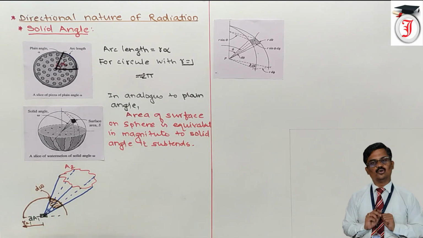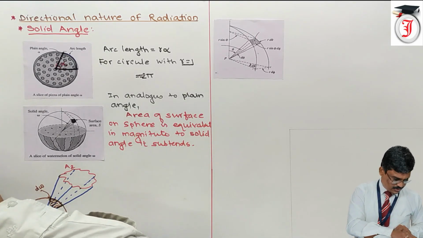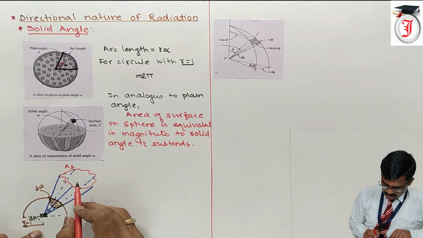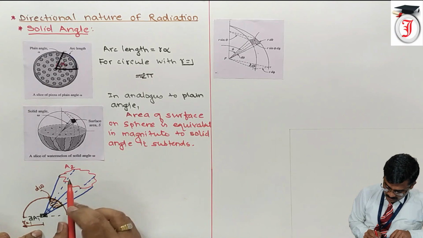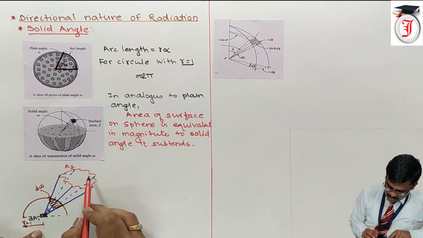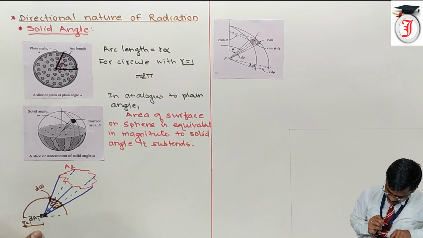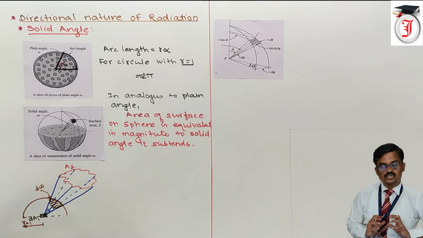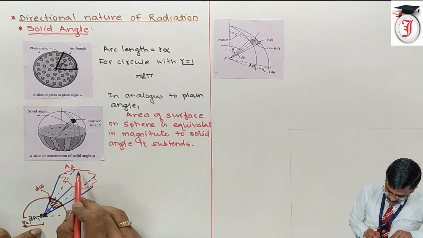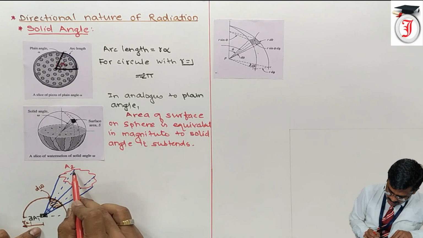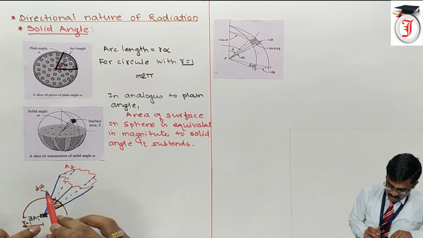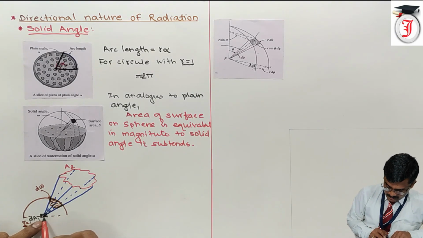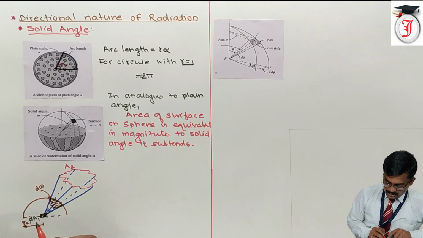It is denoted by d omega. So let us define this solid angle. Solid angle is the angle subtended by the surface area A2 at surface area dA1.